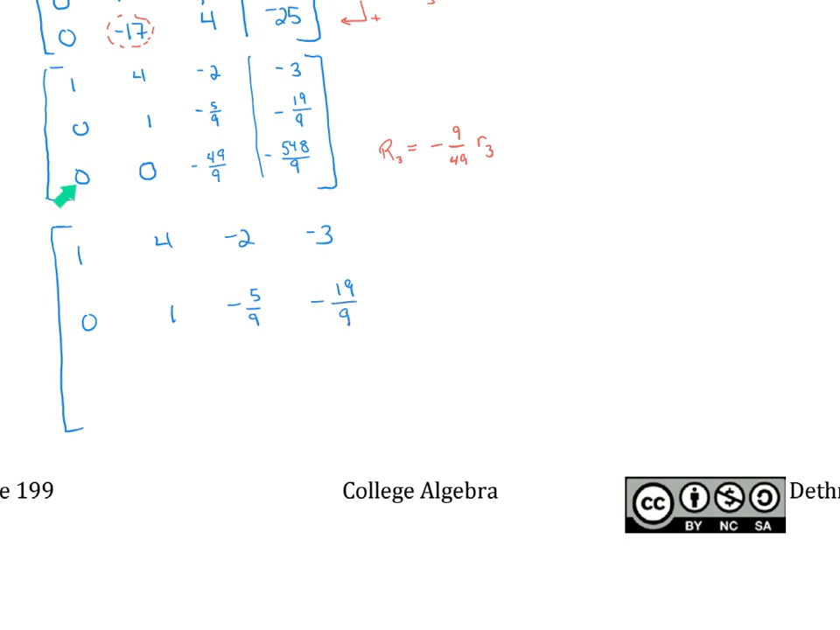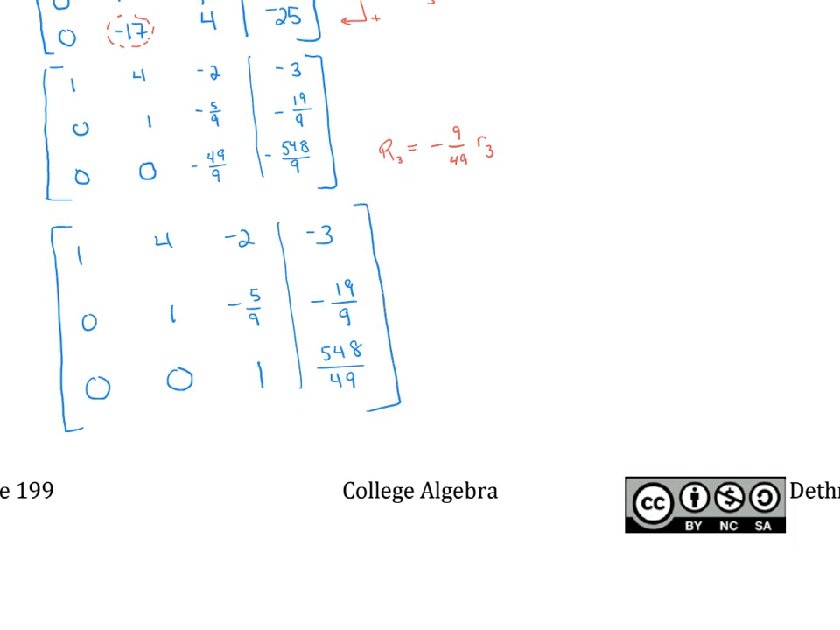Now, 0 times negative 9/49 is still 0. So these first two entries will still be 0. And then multiply something by its reciprocal and we get 1. And now negative 548 ninths times negative 9/49 will be 548 over 49.